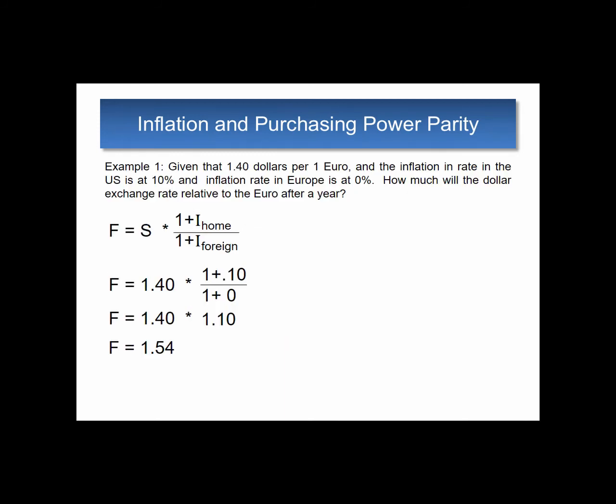Let's take this simple problem. Given that $1.40 per euro and inflation rate in the US is 10% and inflation rate in Europe is at 0%, how much will the dollar exchange rate be relative to the euro after a year? By substituting the given to the formula, we get the answer $1.54 as the forward rate of future dollar per euro exchange rate.